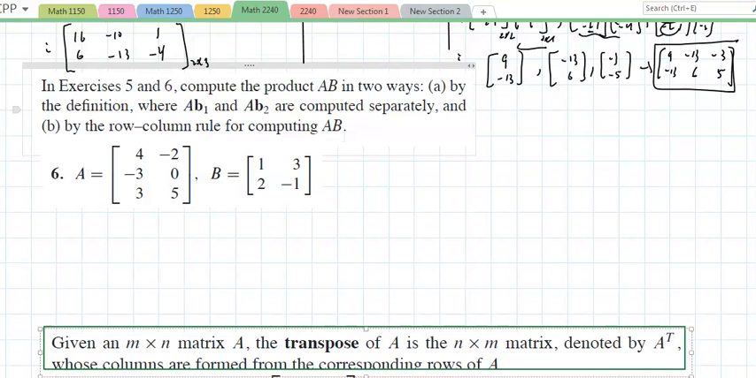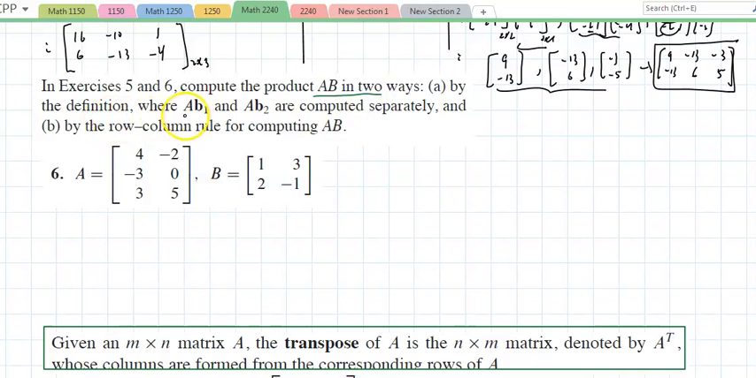And number 6, we're kind of doing the same idea again, the same analogy. If I look at number 6, and it says, compute the product, and again, that's why I want to really practice this, because they ask for that a lot. Compute the product in two ways. A, by defining AB1, AB2, and then use the row. Basically what we just did, I did that already, let's do it again. So if I want to find AB, A is 3 by 2. And this is a 2 by 2, so this is doable.